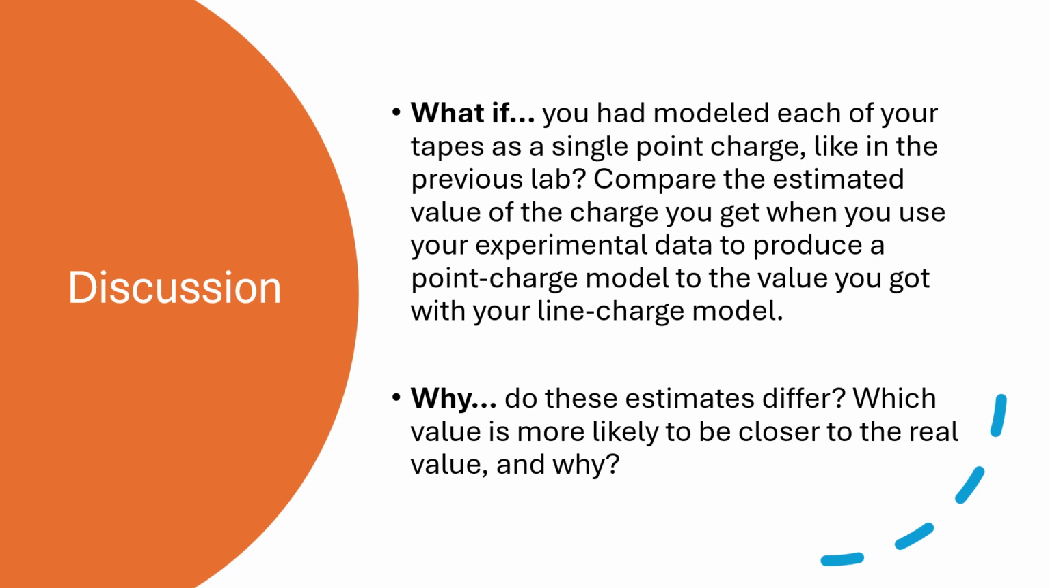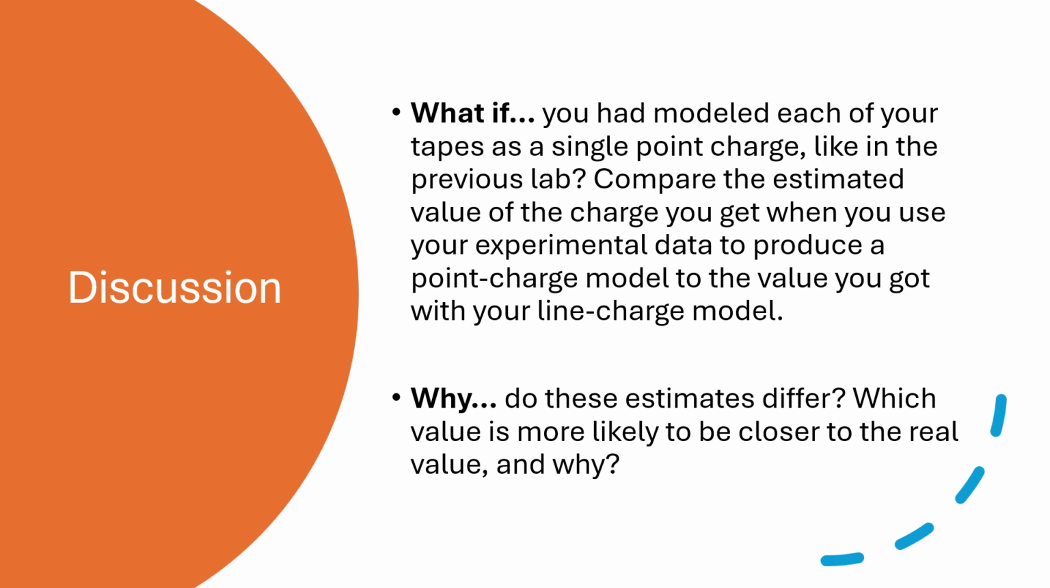What if you had modeled each of your tapes as a single point charge like in the previous lab? I talked about this a little bit earlier, but the line charge actually needed about twice the amount of charge that the point charge had just to fully cancel out the force of gravity. And I believe this is because some of the points on the line are not pointing directly up, but also canceling their values pointing to the right and pointing to the left.